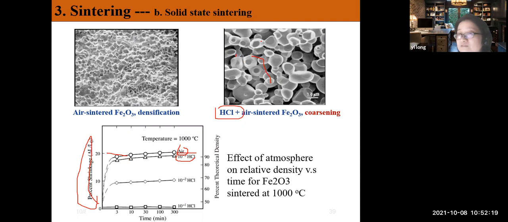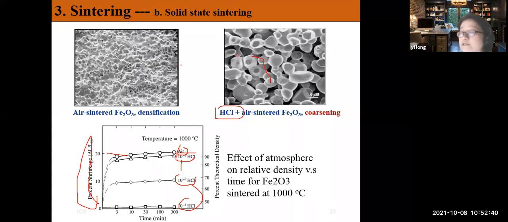Kaijin? Yes, excellent. You add more and more hydrogen chloride. So that's why you can say you have more and more hydrogen chloride. So you're going to have more and more porous structures. Okay, effect of atmosphere on relative densities, sintered at 1000 degrees. You can see the SEM picture is very, very different.